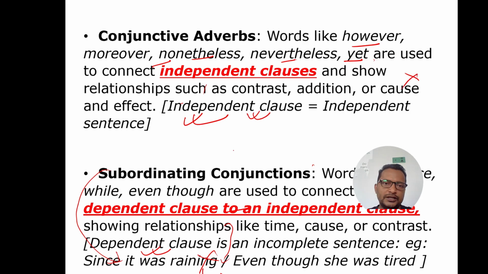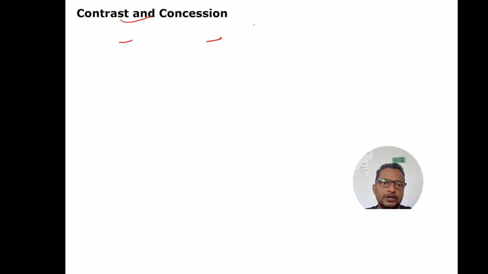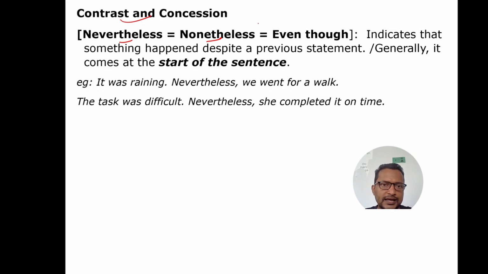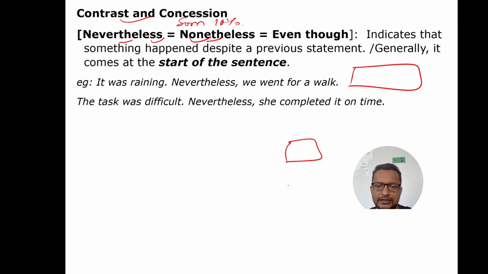Okay, now let's see what the implications are. If you are showing contrast or concession, you use words like nevertheless, nonetheless, even though, however, right? Nevertheless and nonetheless are basically exactly the same thing. So in the options, if there is one idea and then another idea, and you need to show the contrast or concession between them, then start with the sentence.